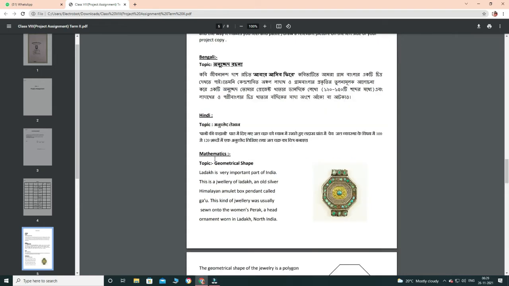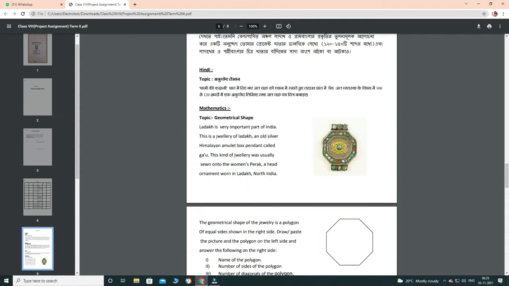Now the subject is mathematics and the topic is geometrical shape. It says that Ladakh is a very important part of India and this is a very important jewelry of Ladakh. This is the old silver jewelry, a Himalayan amulet box pendant called Gao. This is a very important ornament that is worn in Ladakh.